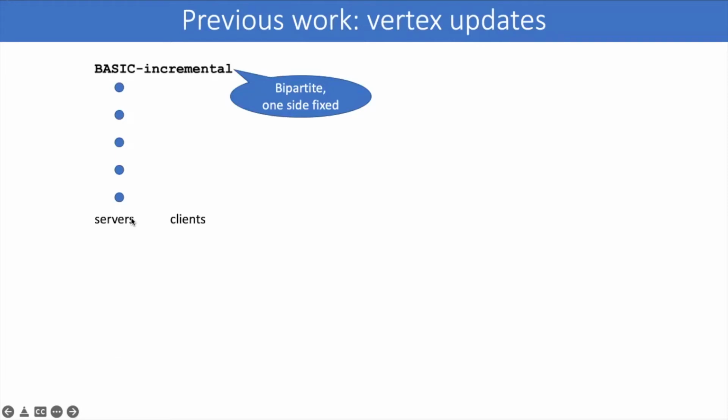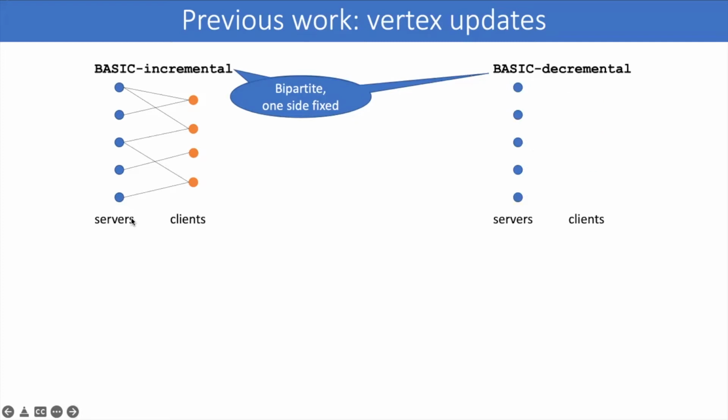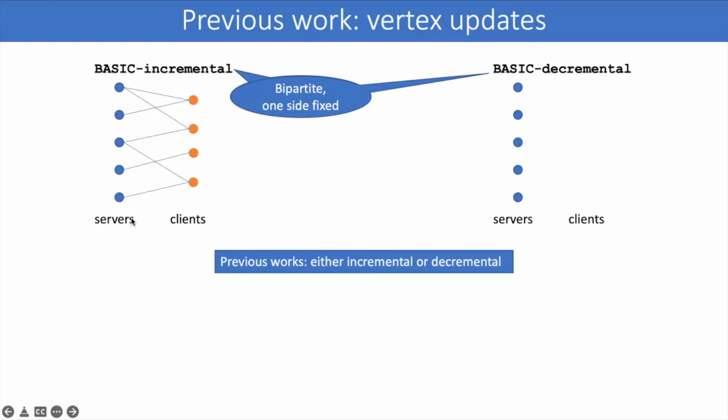We now present the previous results on matching under vertex updates. All the results concern bipartite graphs where one side is fixed and the other side dynamically changes. In the incremental model, the vertices or clients appear dynamically together with their neighboring edges. The other version is decremental. There we have clients leaving the graph following each update. As I mentioned before, the previous results either apply to incremental or the decremental setting.